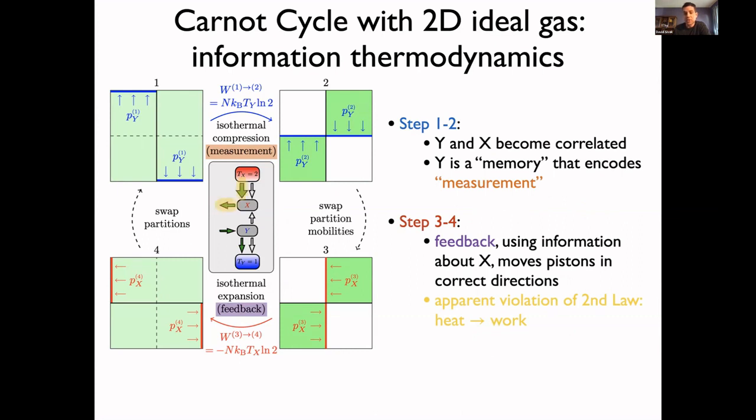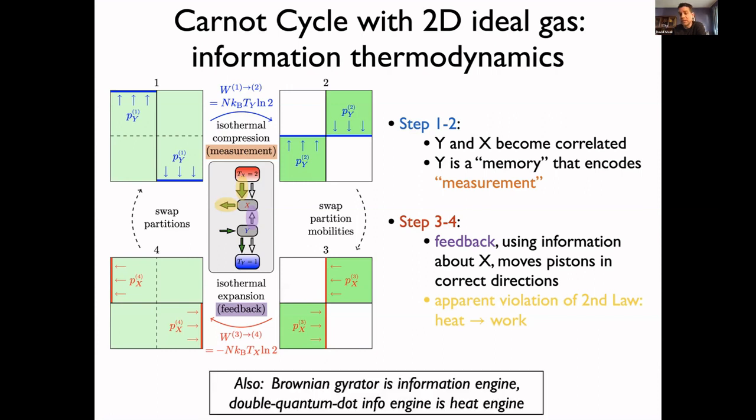If you look at the level of subunit X, all it's doing is receiving heat from its environment and outputting work, which should be forbidden by the second law. And of course, the second law is not broken. It's saved by the fact that you have this information flow between the two different subunits that's saving the day.